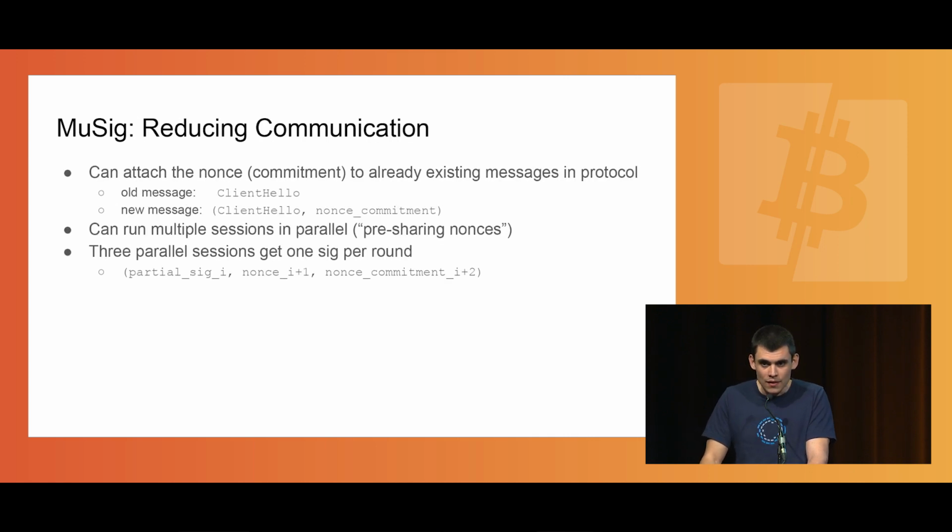So when you look at this and the 3 rounds, you might think, that's horrible, now we have additional rounds, but maybe in particular protocols it's not all that bad, because probably your protocol already has existing messages and you can just attach parts of the MuSig protocol to it. So if you have, let's say, a client hello message, you can just attach a nonce commitment right at the start of your protocol. You can also run multiple sessions in parallel, that's no problem.